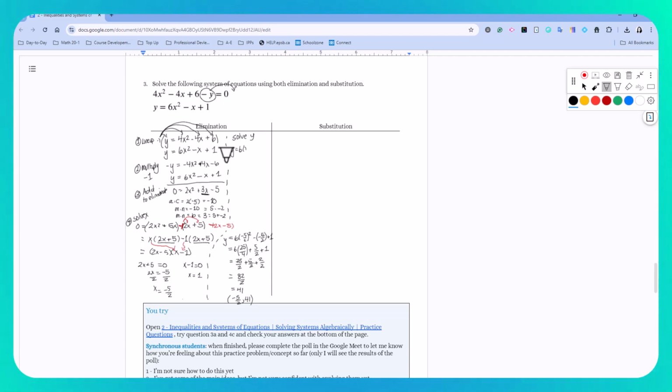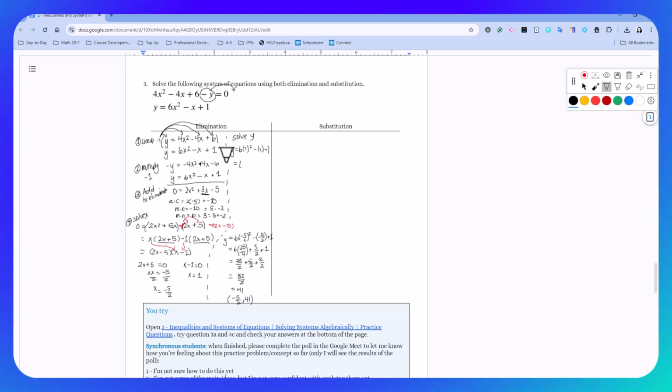So we get 6 times 1 squared minus 1 plus 1. Well, 1 squared is 1, so 6 times 1 is 6, minus 1 plus 1. Notice these cancel each other out, so we're left with y equals 6, which means the other solution is 1 and 6. So we have our two solutions, 1 and 6, and negative 5 over 2 and 41.